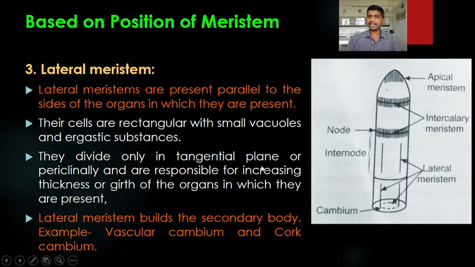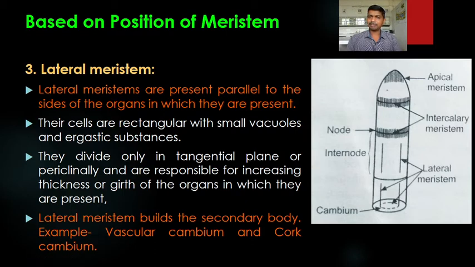They divide only in the tangential plane, or periclinally, and are responsible for increasing the thickness or girth of the organs in which they are present. So it increases the diameter or girth of the plant organ. Suppose here is the stem. The girth or diameter of the stem is increased because of this lateral meristem, which is present parallel to the sides of the stem.